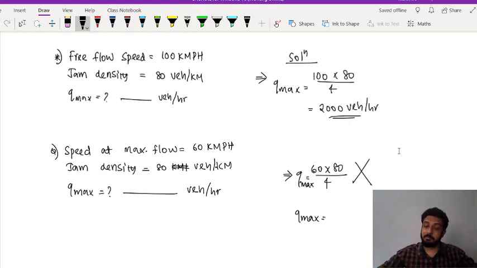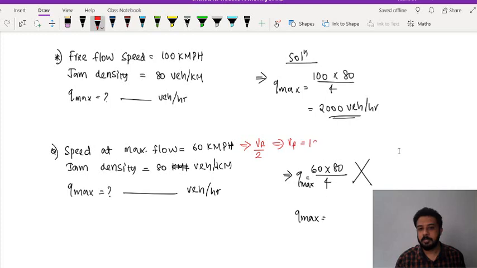It is nothing but Vf by 2, correct? It is nothing but Vf divided by 2, which means what is your Vf? Vf will be 120 kmph. Correct, guys? So 120 into 80 divided by 4. That is your right answer. So you will be getting 2400 vehicles per hour.